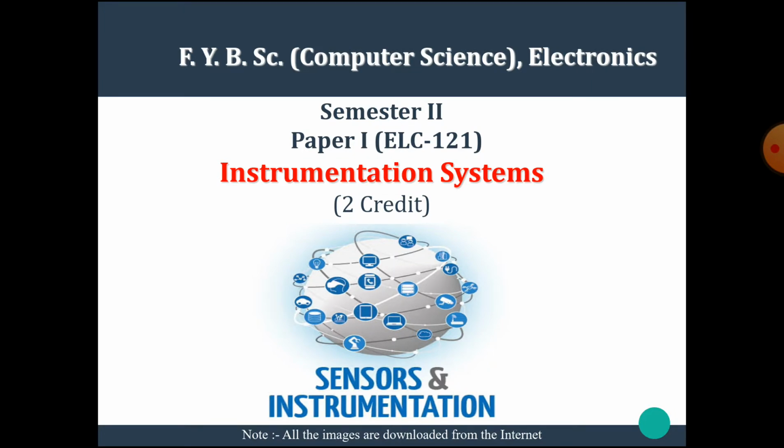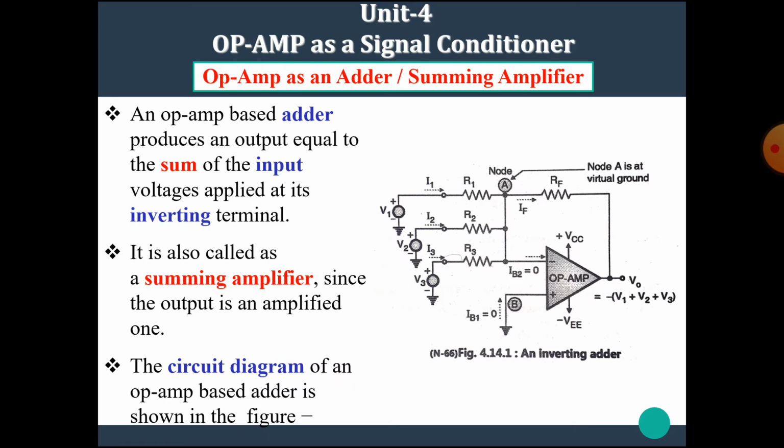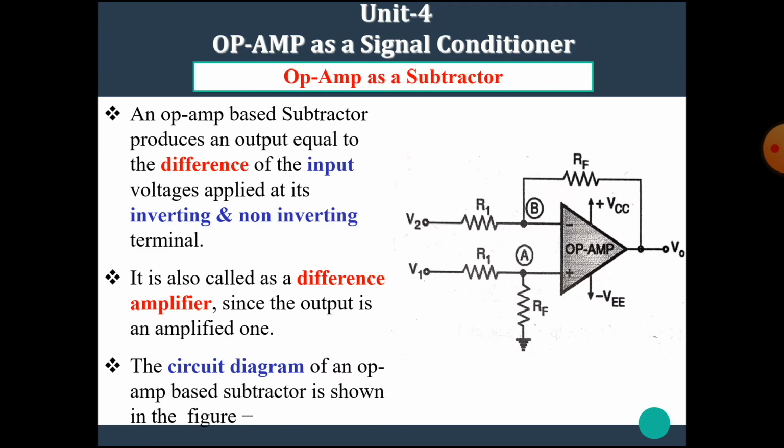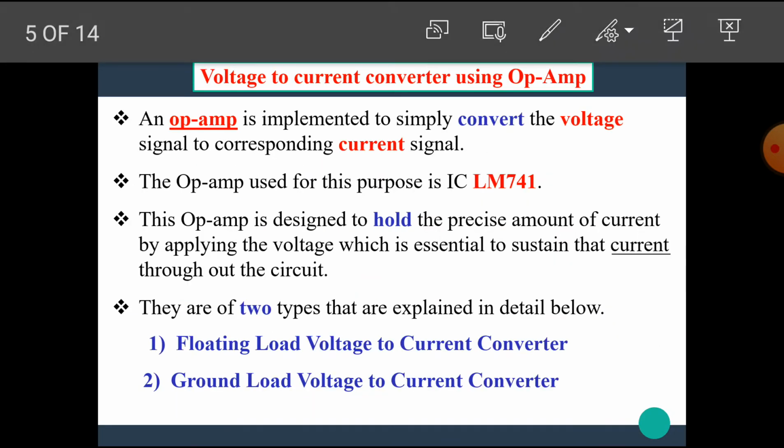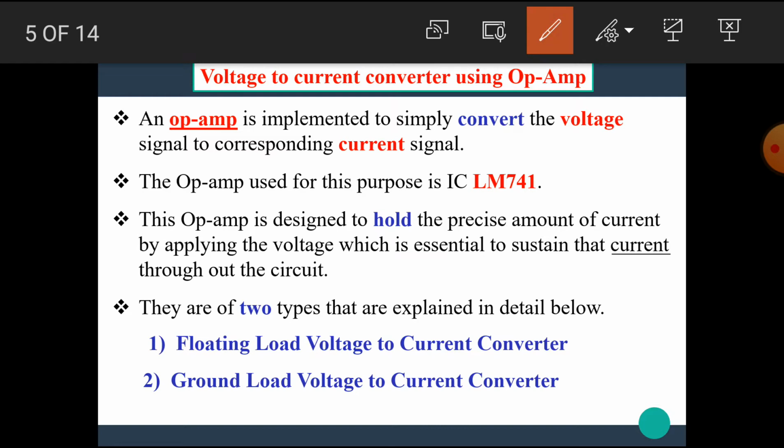In the previous video, we have seen the OpAmp as an adder or summing amplifier and the OpAmp as a subtractor. The link of the previous video is available in the description box. Please check it. Now, in this video, we are going to see the voltage to current converter by using operational amplifier.